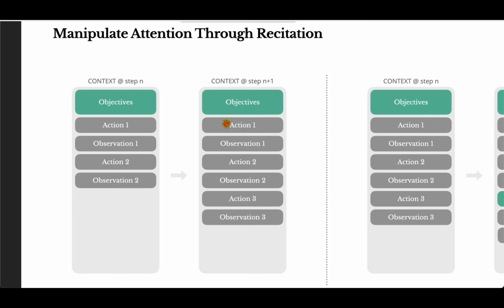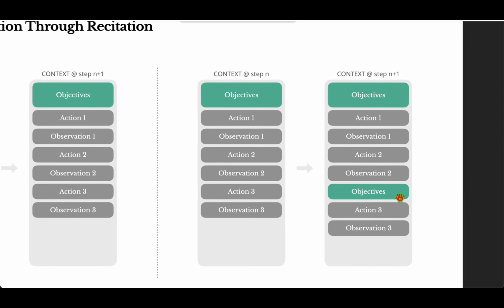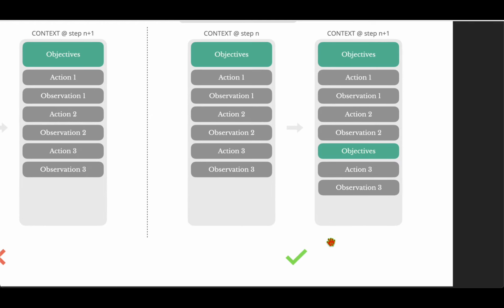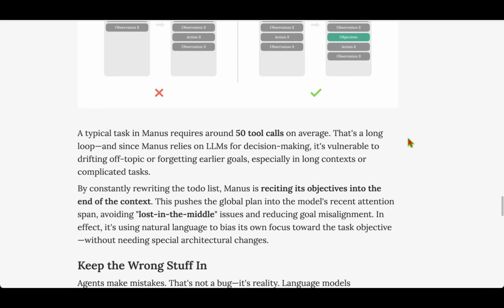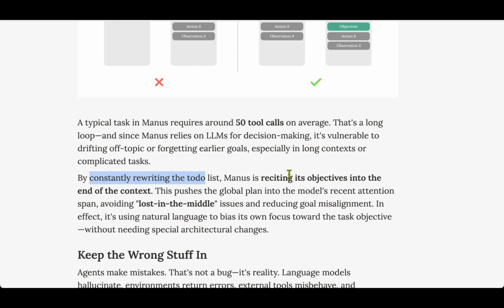So without the recitation, we can see that the objective is initially set, and all throughout the different steps, it just goes through the action observation cycle. But after the introduction of recitation, we can see that after a couple of action observation cycles, we have the objective being recited in the middle, and then the different actions continue. Probably after a couple of actions, the objective is again recited in the middle, depending on how many actions and observations are taking place. And talking of the number of observations and actions, they're saying that typically there are around 50 tool calls on average that Manus requires when it actually wants to accomplish a given task. So the to-do list is constantly rewritten as the agent is reciting its objective into the end of the context.